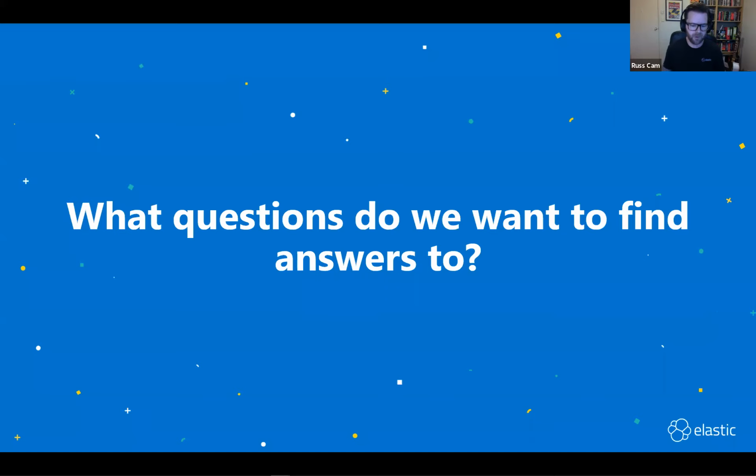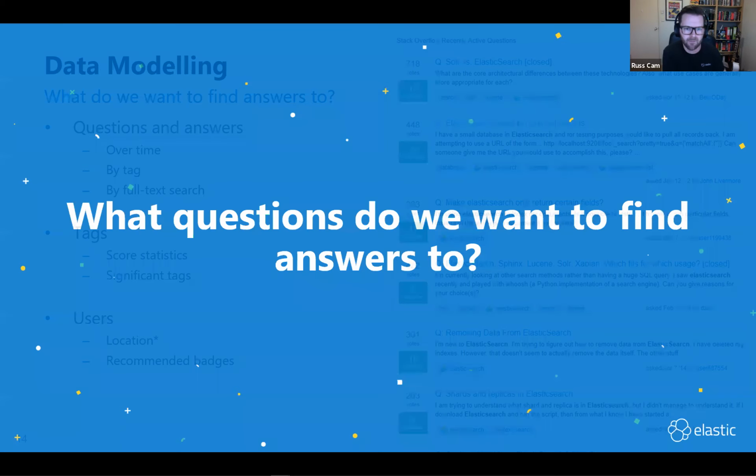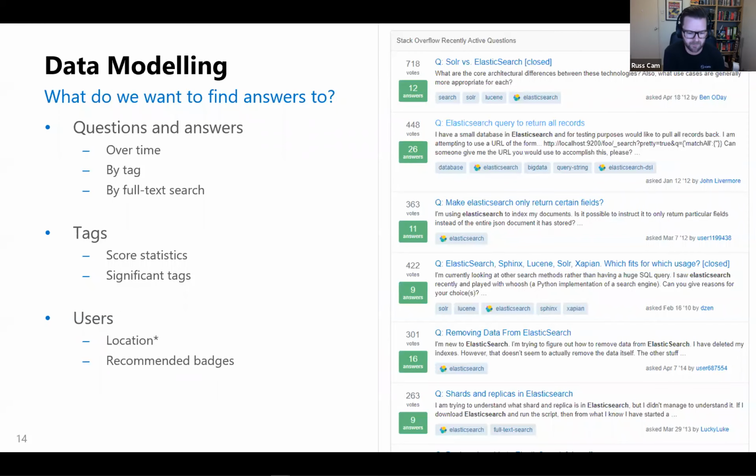So we've had a look at the raw data that we're dealing with. What questions do we want to ask of the data now that we have it? This doesn't really need to be an exhaustive exercise, but I think it's important to think about these questions up front, because it is going to help us to determine how we want to model it.